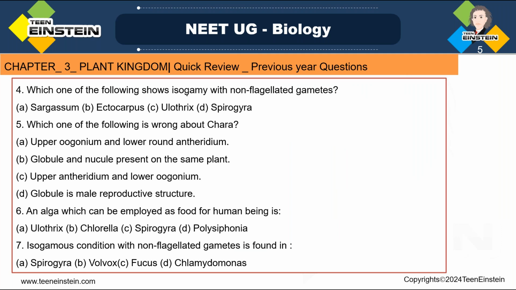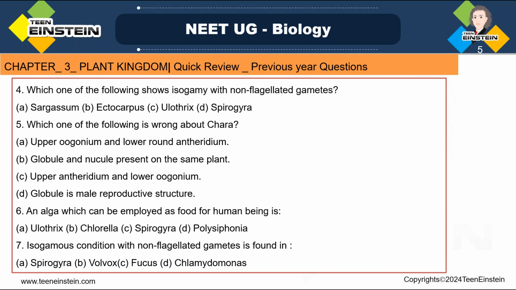The fourth question is, which one of the following shows isogamy with non-flagellated gametes? So first you should know which is having non-flagellated gametes. Right. Here options are Option A, Sargassum. Option B, Ectocarpus. Option C, Ulothrix. And option D, Spirogyra. In which one is it showing isogamy with non-flagellated gametes?